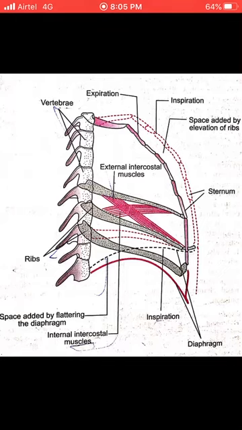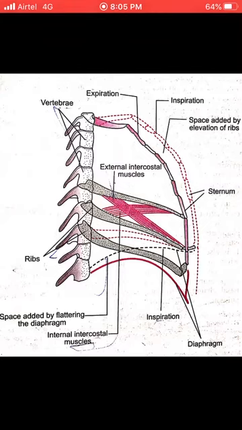When these contract, what happens? The curved diaphragm becomes flattened. As it is flattened, the cavity will increase, and about 75% of the tidal volume it will increase. Now external intercostal muscles, these are 11 pairs of muscles present between the 12 pairs of ribs. Okay, these are present where the 12 pairs of ribs are.